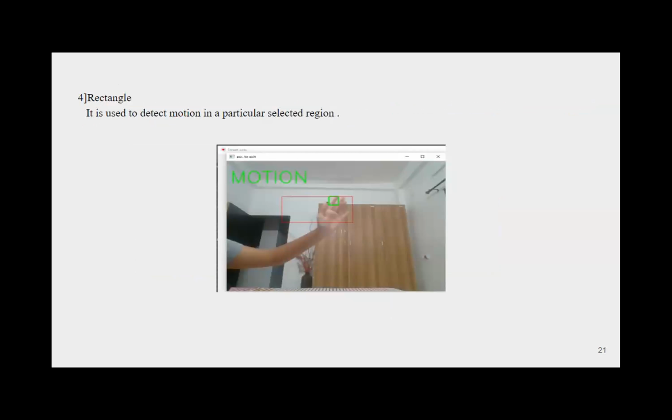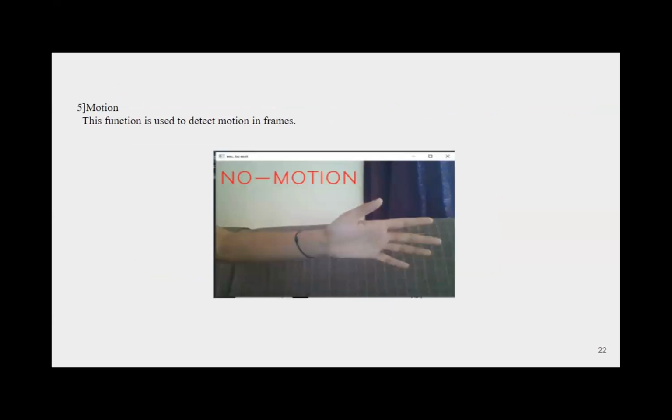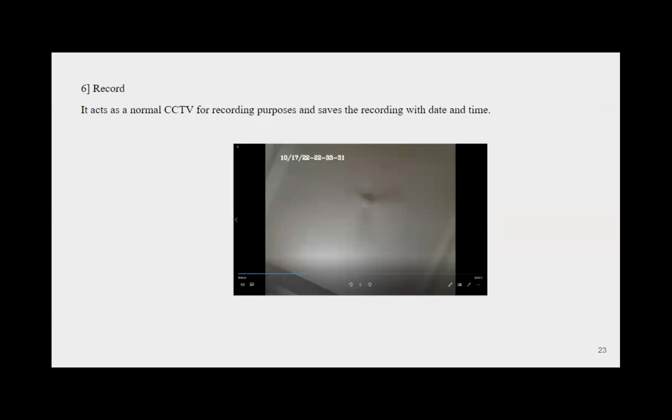Rectangle is used to detect motion in the particular selected region, as shown in the image. And motion is used to detect motion in the entire frame. Record acts as a normal CCTV for recording purposes and saves the recording with date and time.